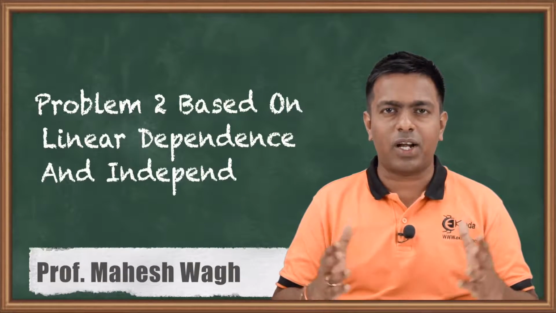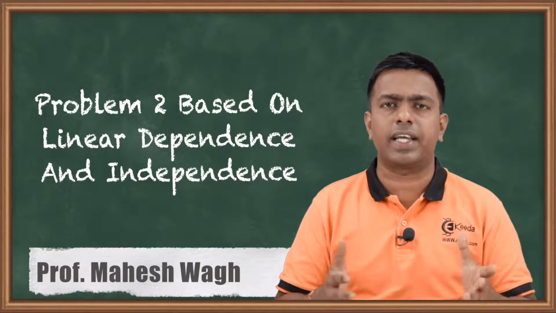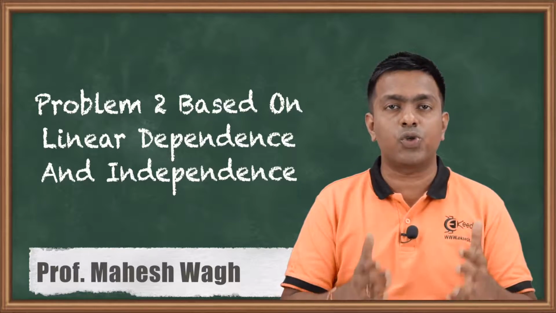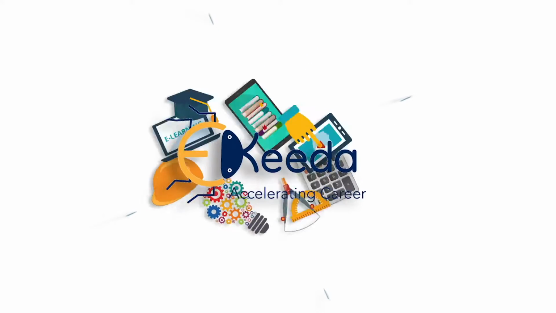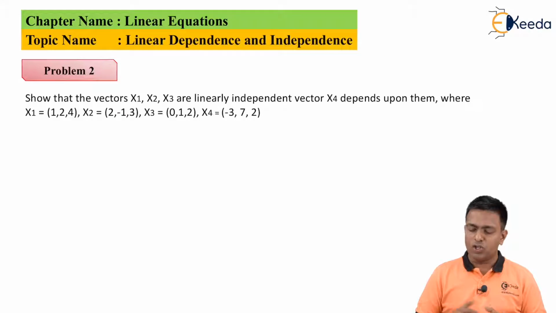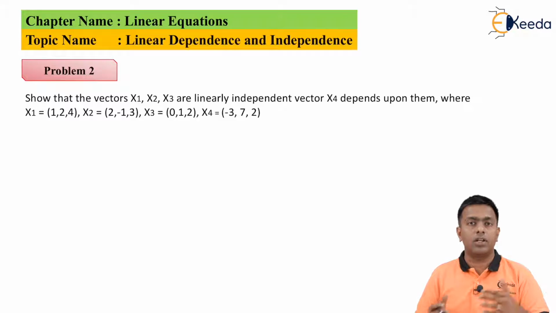Hello friends, so after completing the first problem on linear dependence and independence, let's move ahead with the second problem. Now in this problem, we have four different vectors and we have to show that the fourth vector is linearly dependent on other three vectors. So here we have to show that the vectors x1, x2, x3 are linearly independent and the vector x4 depends on those three vectors, that is x1, x2 and x3.